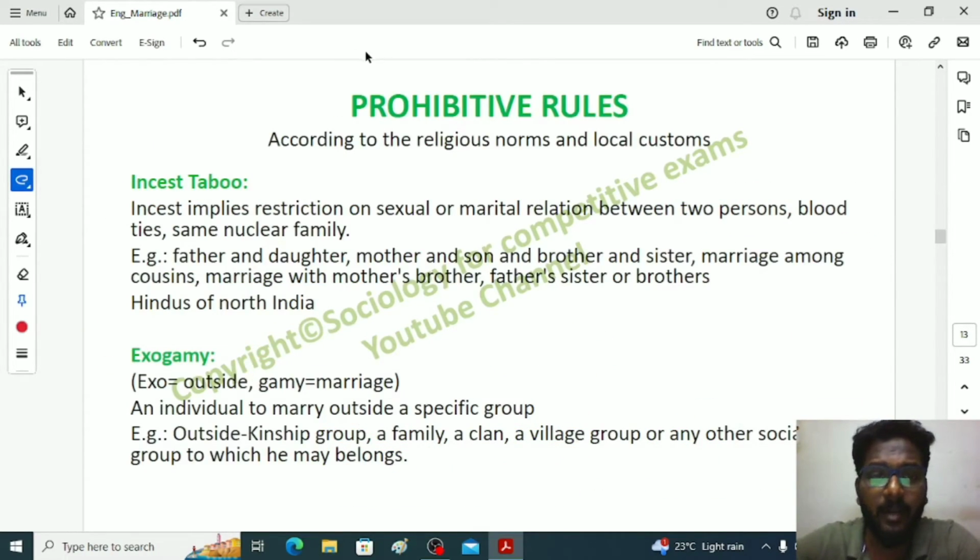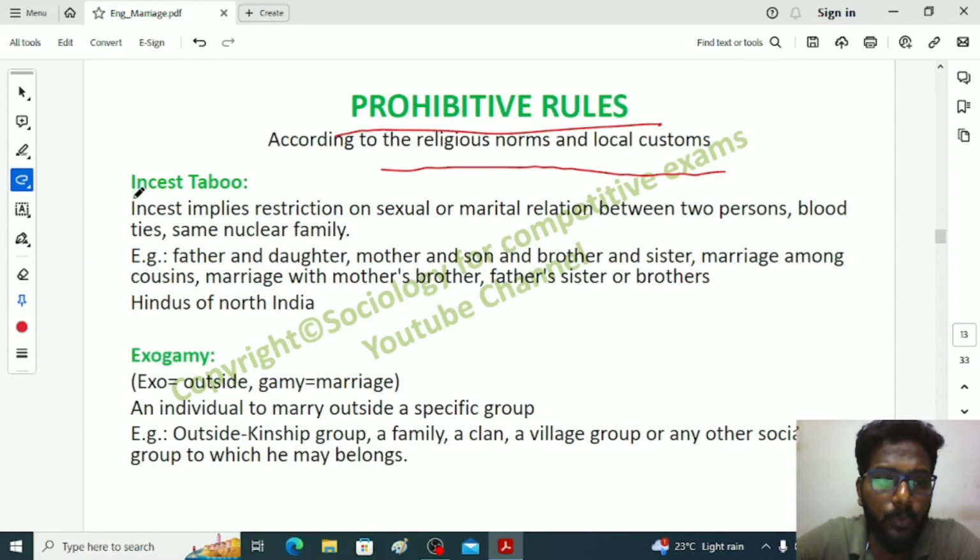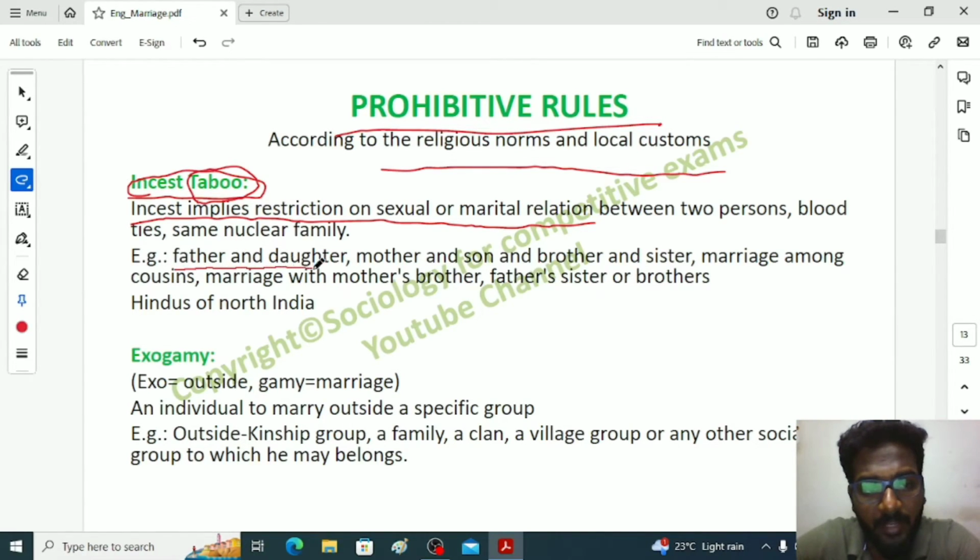Now let's get started with the prohibitive rules. Prohibitive rules are based on religious norms and local customs. They vary from one religion to another, region to region, country to country, continent to continent. The first prohibitive rule for marriage is incest taboo. What is incest taboo? Incest implies a restriction on sexual or marital relationship between two persons. Taboo is a negative word which means a restriction on something. So in incest taboo, a father will not marry his daughter, a mother will not marry her son, a brother will not marry his sister, or a sister will not marry her brother.